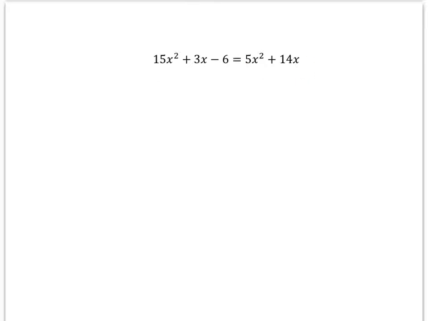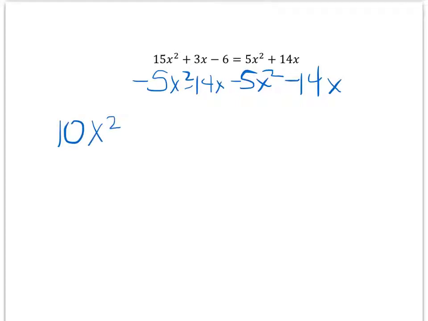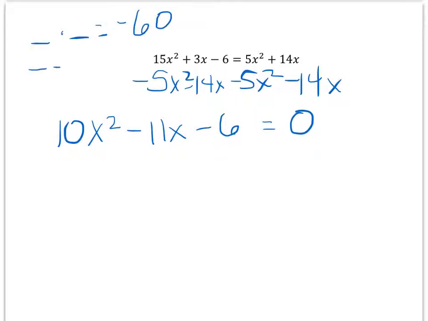First check, is one side of the equation equal to 0? No, it's not. So to get all the terms on one side, we're going to subtract 5x squared, and we're going to subtract 14x. So we will get 10x squared minus 11x minus 6. And there's the 0 that we need. Now to factor it, something times something has to equal negative 60. Something plus something needs to equal negative 11. So let's use negative 15 and 4.